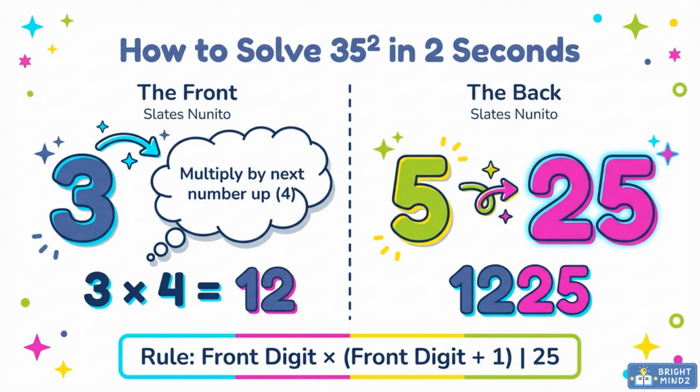Here's the shortcut for any two-digit number ending in 5. First, ignore the 5 and look at the front digit. Multiply that digit by the next number up. For 35, that's 3 times 4, which is 12. Then, always put 25 at the end. So 35 squared becomes 12, then 25. 1225.